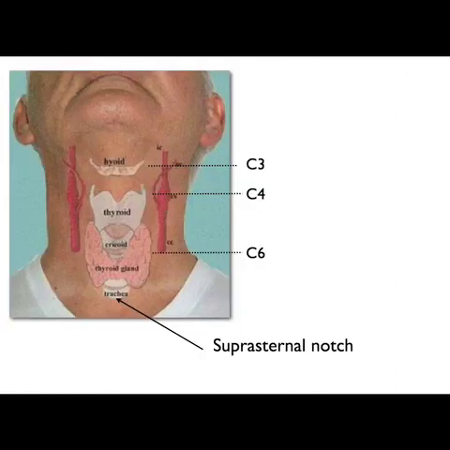So here is a drawing of the important surface anatomy of the thyroid gland and the associated cartilages. The hyoid bone is found at about the level of C3, the top of the thyroid cartilage at about C4, and the thyroid gland is shown here between the second and fourth tracheal spaces. Also notice the suprasternal notch marked on the diagram.